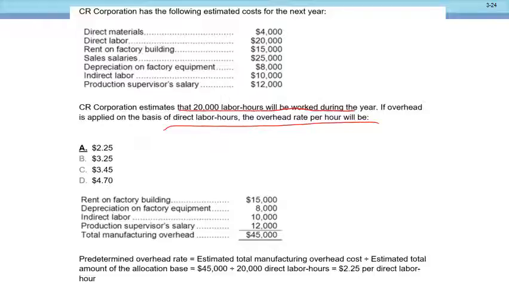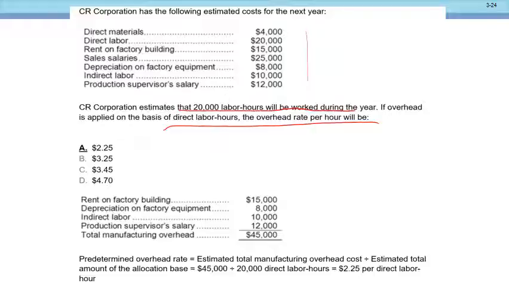They estimate 20,000 labor hours will be worked, and if overhead is applied based on these hours, what is the manufacturing overhead rate? So this one was a little tougher because you had to look up at this list of costs and figure out which ones would even go into the numerator, and once you got that, then you could go from there, right? So how about rent on the factory building? Well, I'm reading from the solution. Why don't I read from the question? It's much more meaningful, don't you think?